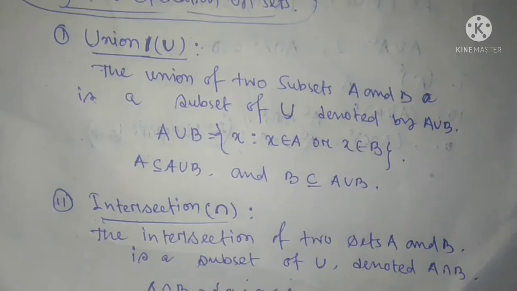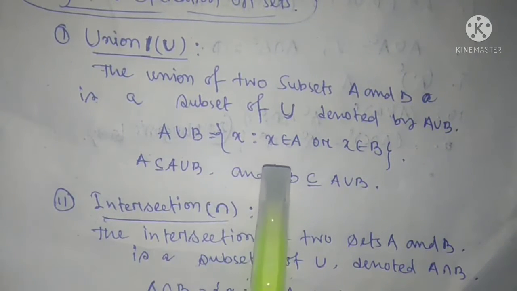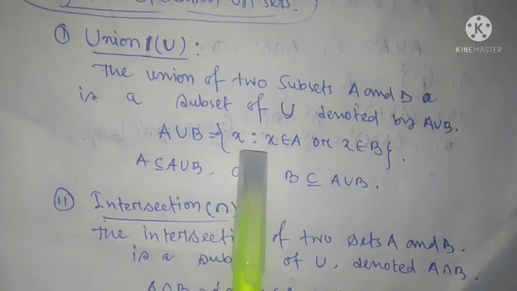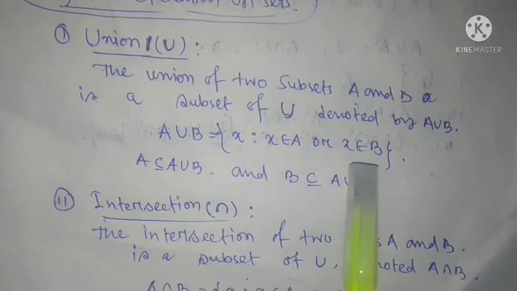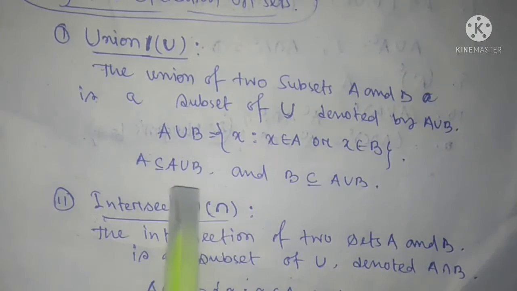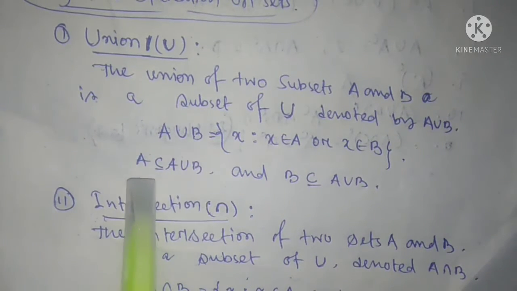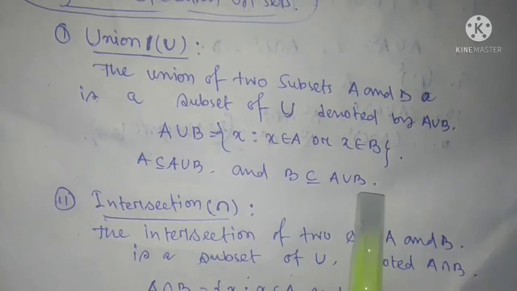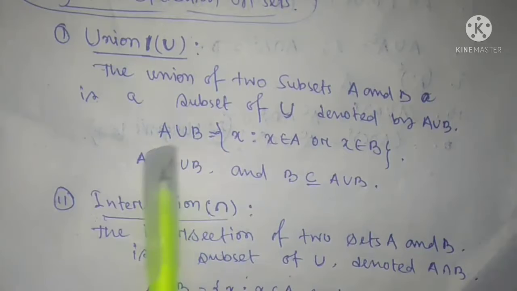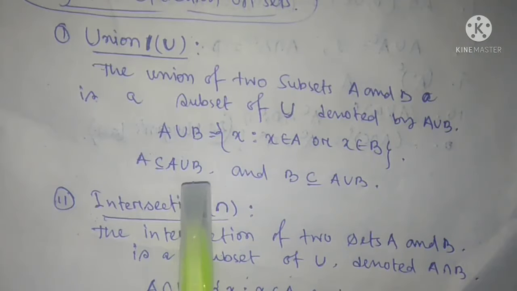The union of two subsets A and B of U, where U is the universal set, is denoted by A union B, with that symbol. The most popular rule is that A union B is read as: x such that x belongs to A or x belongs to B. This "or" means the union. A union B is said to contain A, so A is a subset of A union B and B is a subset of A union B, where A union B is the big set and A is smaller than A union B.